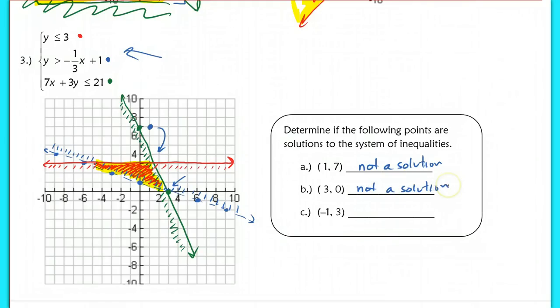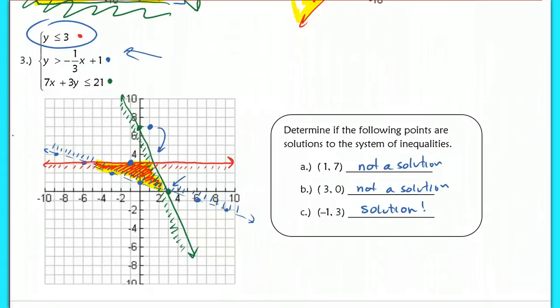If I look at negative 1, 3, so negative 1, 3 lies on the line y is less than or equal to 3. This is a solid line. So yes, this is a solution. Okay, so there's a subtle difference between when it's not and when it is. Sometimes it's very obvious because it does not lie at all within the shaded region, and other times it's going to fall right on a boundary line.